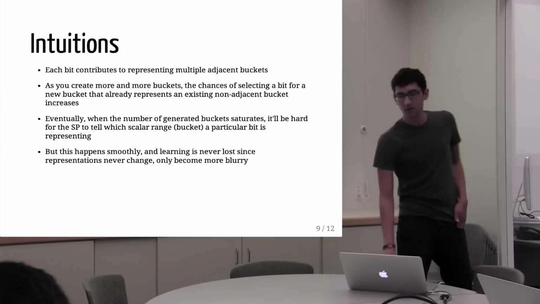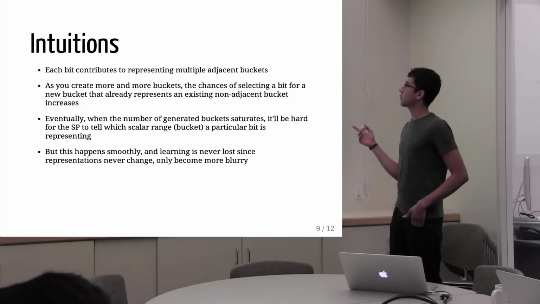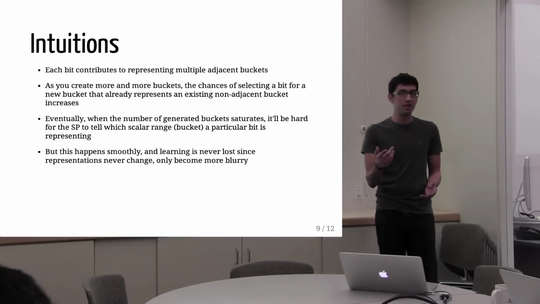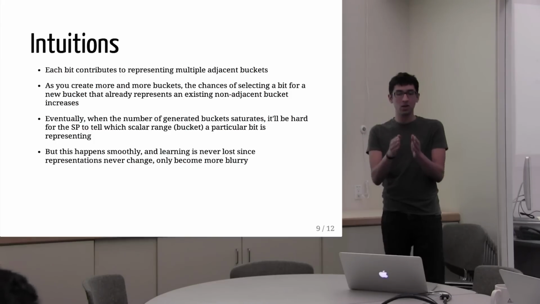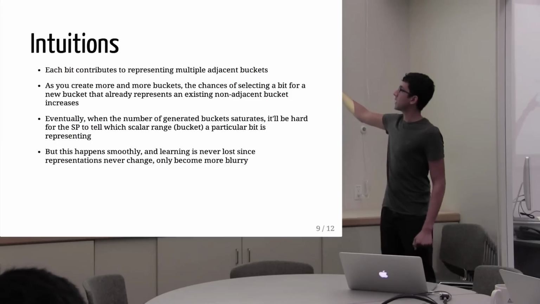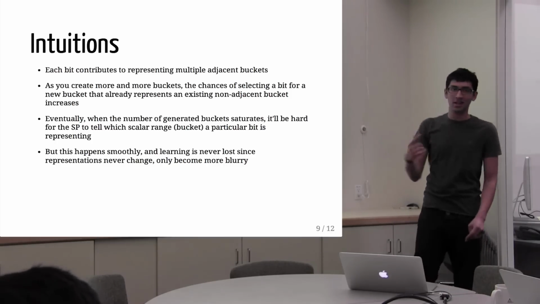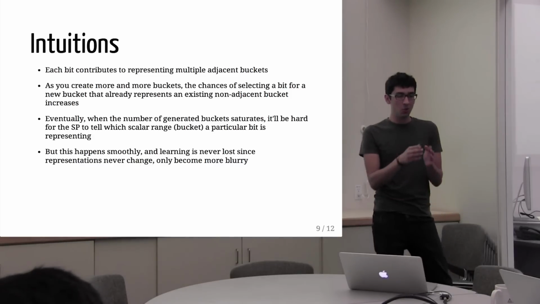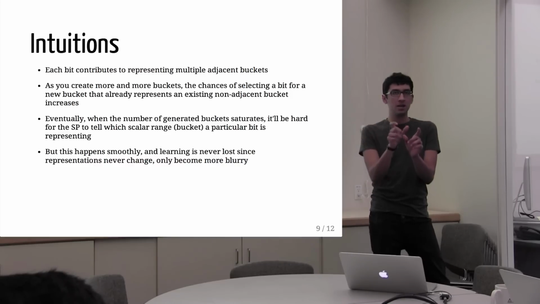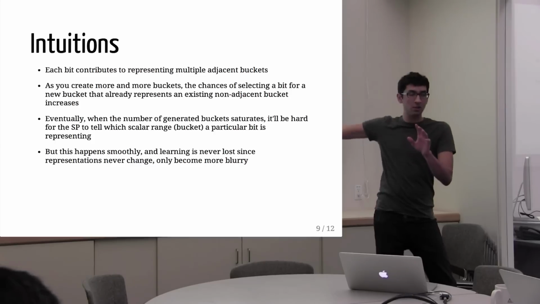Okay, so now some intuitions, so we get a good feel for how it's working. Each bit contributes to representing multiple adjacent buckets. That's already the case. We want that when the scalars are adjacent. But as you create more and more buckets, the chance of selecting a bit for a new bucket that already represents an existing non-adjacent bucket increases. That's the failure case: you want bits to overlap across adjacent buckets, but as you get farther away, you don't want that bit turning on for buckets outside that range.